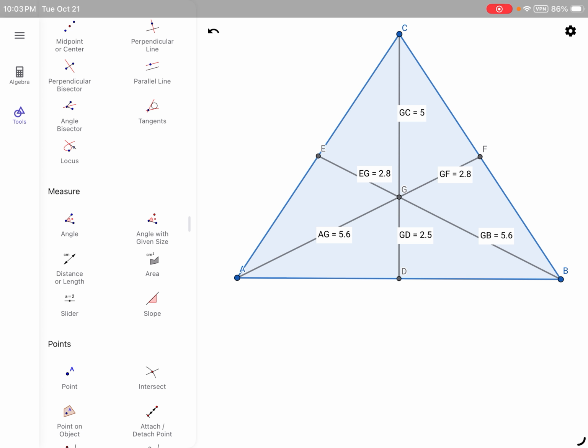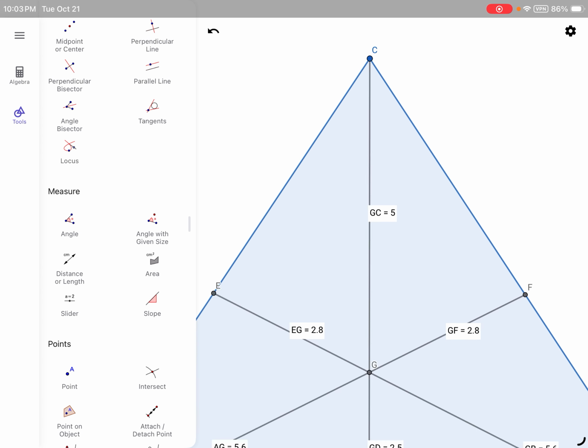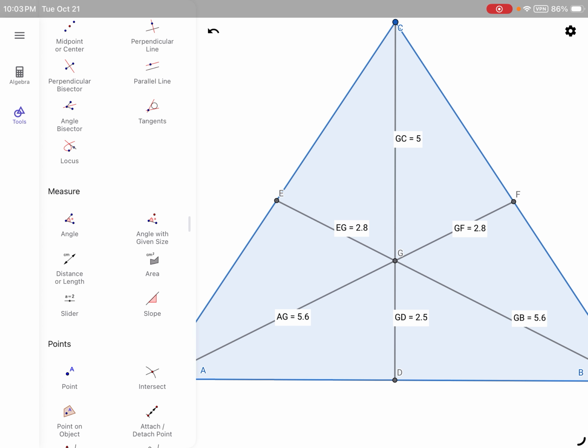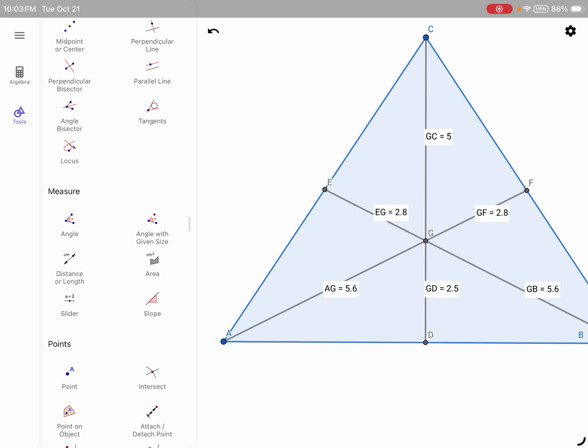And you'll see that the segments that are on the side of the midpoint are half the length of the side leading up to the vertex. So for instance, GC here up on top is 5 units long. GD is 2.5. So GC is twice as long. That means that G is 1/3 of the way from D and 2/3 of the way from C. If that makes sense. Okay.